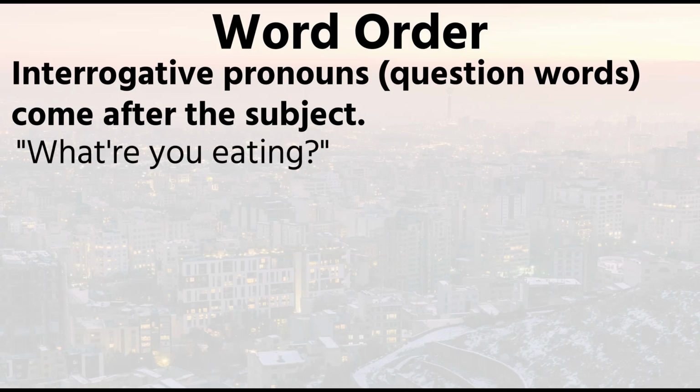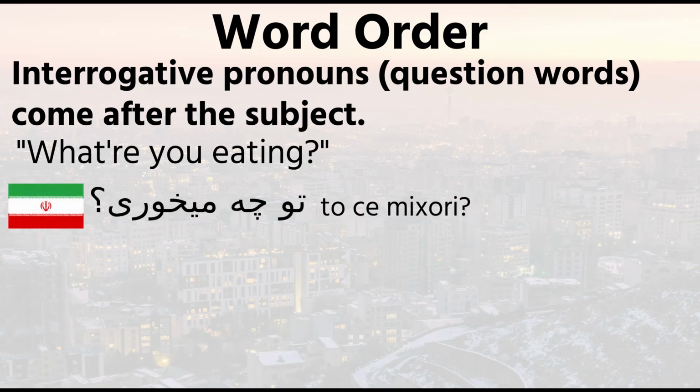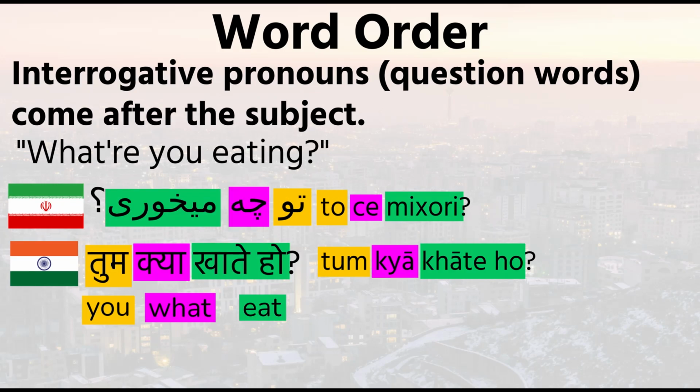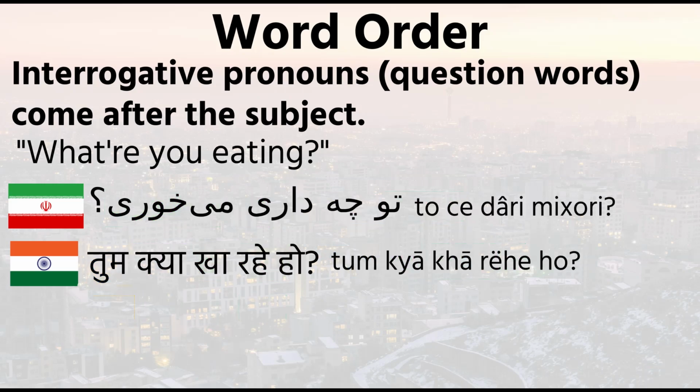Take this question meaning, what are you eating? In Persian, تو چه میخوری؟ and in Hindi, तुम क्या खाते हो? Word for word it's you, what, eat. Notice that in both languages, the interrogative pronoun for what, which we saw earlier, comes after the subject pronoun. I should also mention that in both languages, a present progressive form exists. In Persian, تو چه داری میخوری؟ and in Hindi, तुम क्या खा रहे हो? Both of these forms are equivalent to doing something with ing in English.